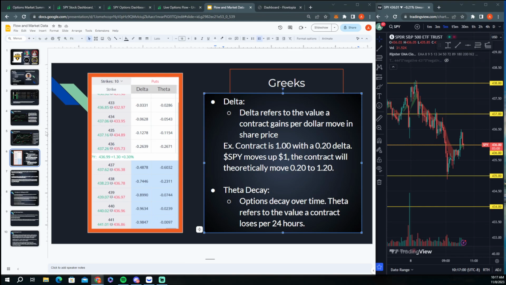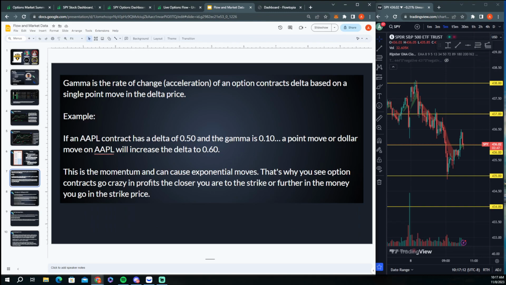Okay, that makes sense. So the main takeaway with this is the delta is the rate of change of the option contract per dollar move, is basically all it is. Okay. All right, let's move on.